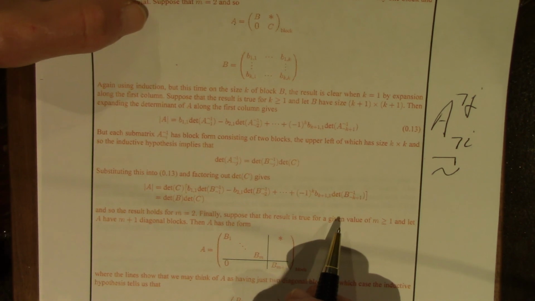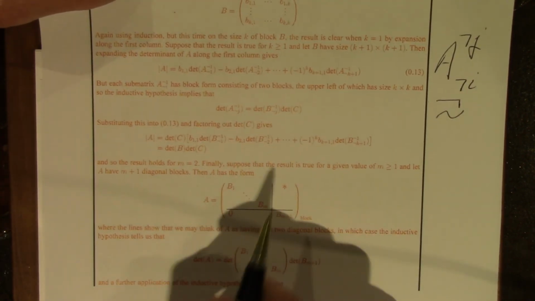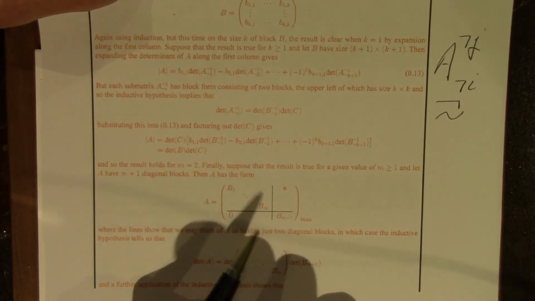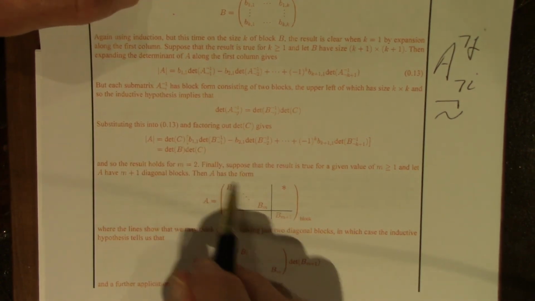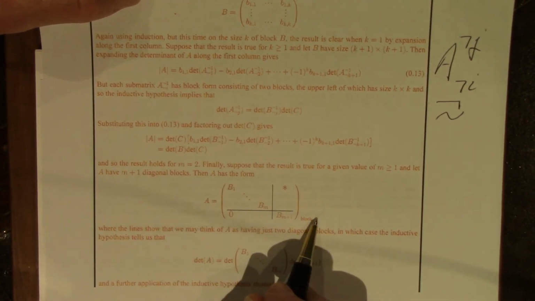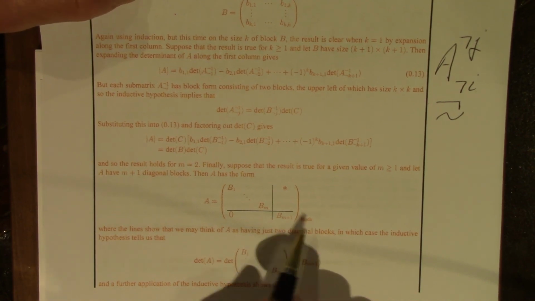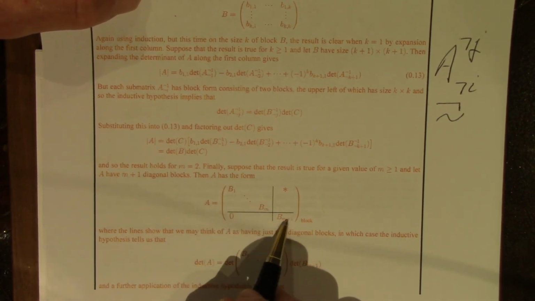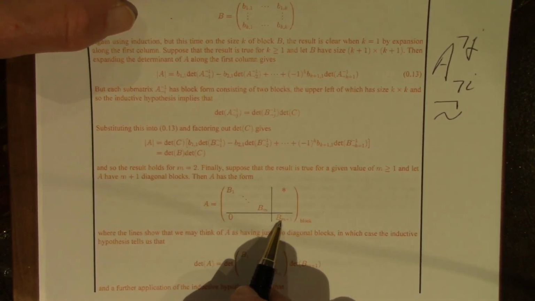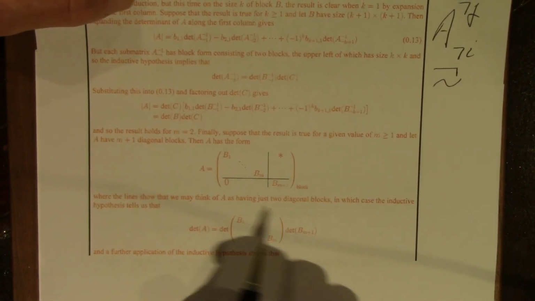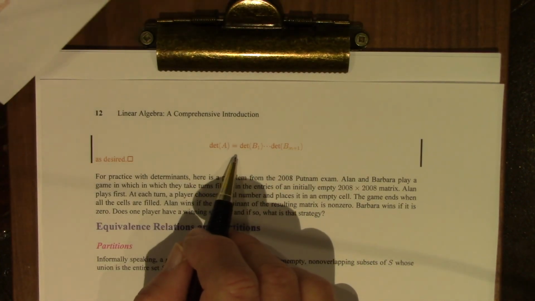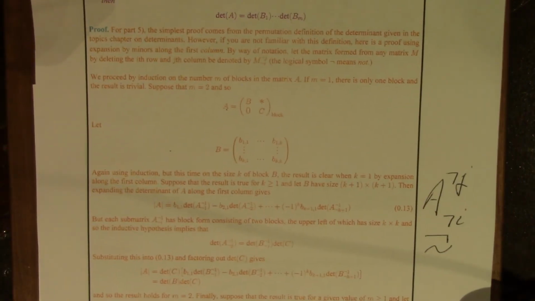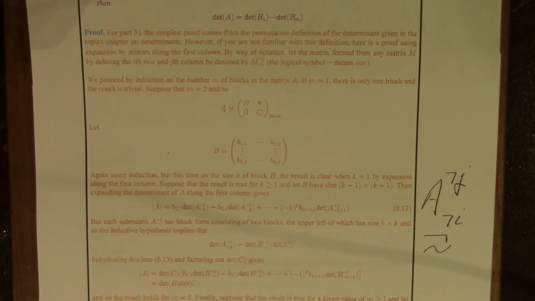That was the hard part. Once we know this holds for M equals 2, for 2 diagonal blocks, we can take an arbitrary block upper triangular matrix and partition it into 2 blocks, two diagonal blocks. Okay? And so we can appeal to the inductive hypothesis to finish the proof. Okay, so this is a little bit of an unpleasant proof.